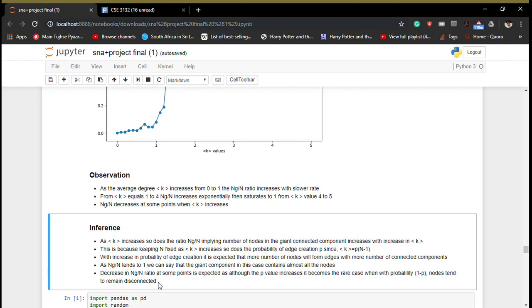Then a decrease in the ng by n ratio at some points is expected, as although the p value increases, it becomes the rare case when, with probability 1 minus p, a node tends to remain disconnected.